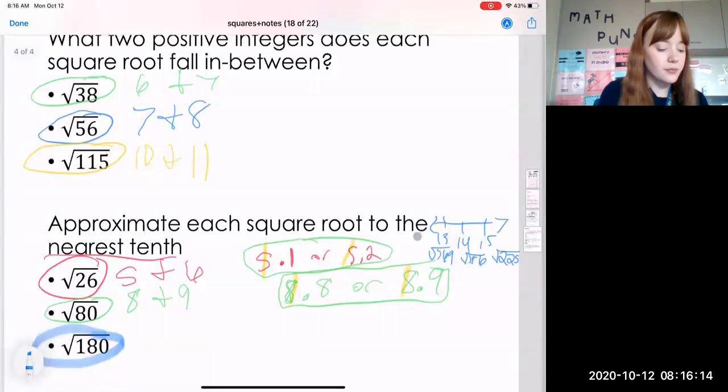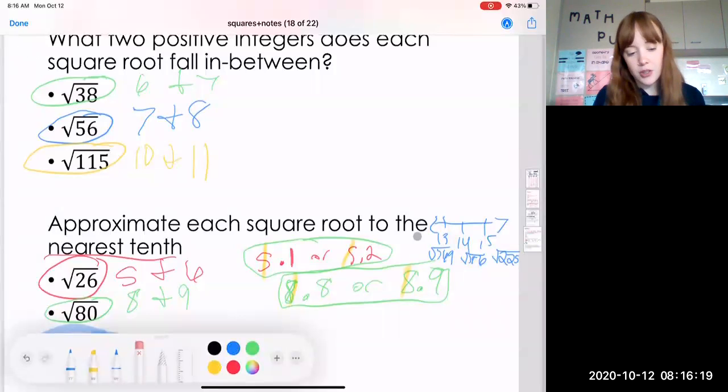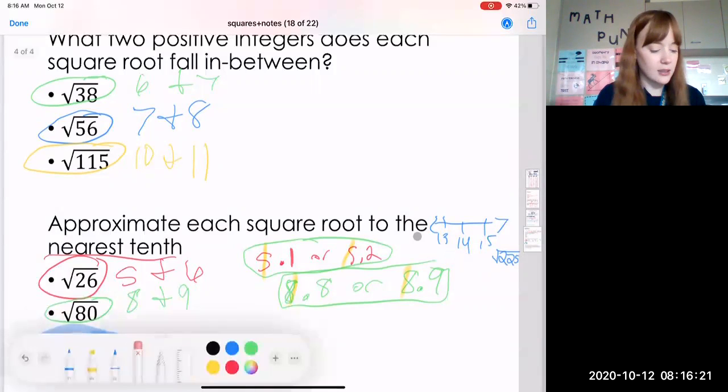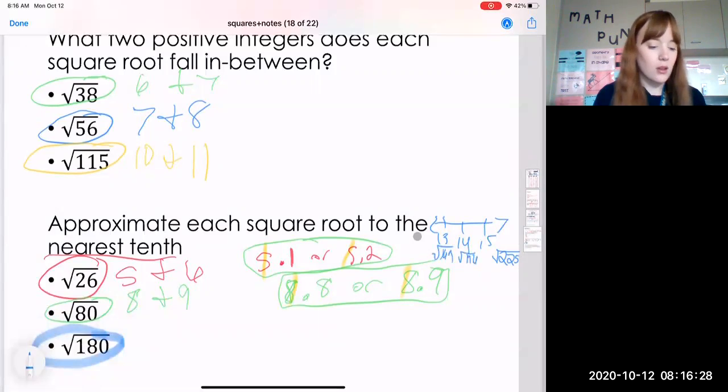Well, the square root of 180 falls in between 169 and 196. So it falls somewhere in between there. This one's where it's kind of tricky. 180 is only 11 away from 169, and it's 16 away from 196. So it's a little bit closer to 13, but it's not a whole lot closer. It's kind of close to in between those two numbers, right in the middle.